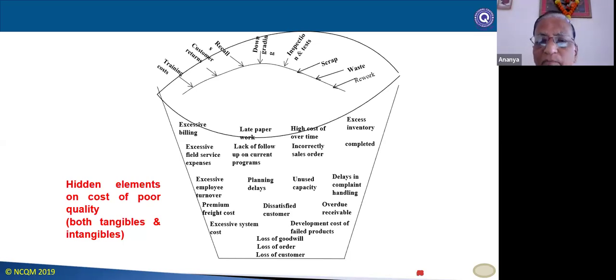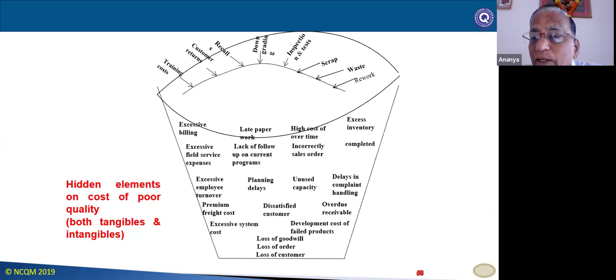Let us take one of the examples. We are talking about paperwork late, overtime, inventory, incorrect sales order given. If you read, all these things are there, and last comes dissatisfied customer. What comes next? Loss of goodwill, loss of order, loss of customer. At the end of the day, what happens? If you don't take care of this here, you are going to lose the customer. And one customer loss is 10 customers lost, because he is going to tell others, don't go there. They are not responding. So that is very important.